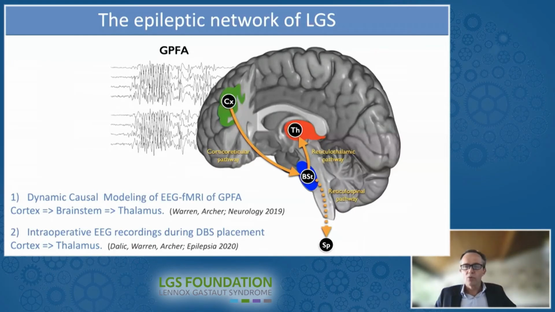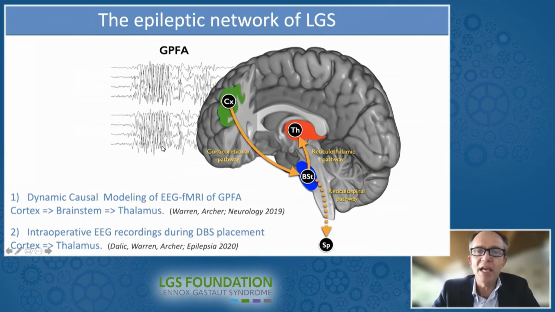So we're also able to analyse the EEG fMRI and ask, was there one brain region that seemed to be driving the process? And we used a technique known as dynamic causal modelling, comparing the onset of fMRI activation in the cortex to the thalamus and the brainstem to see which of these seemed to be driving the problem. And the short answer is it appeared that the cortical regions were driving the phenomena, these bursts of generalised paroxysmal fast activity, which, as we know, show a lot of similarity with the onset of tonic seizures.